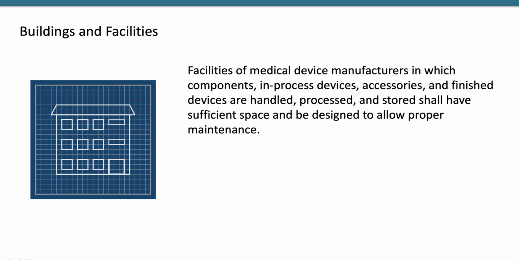An additional component of production control processes is sufficient space. We need to have sufficient space to hold, to handle, to process our equipment, our components, our in-process devices, our accessories, our finished devices, so there is no problem with the space. We should have identified space for all those parts. In addition, we need to have sufficient space for the production process itself, for the manufacturing process.